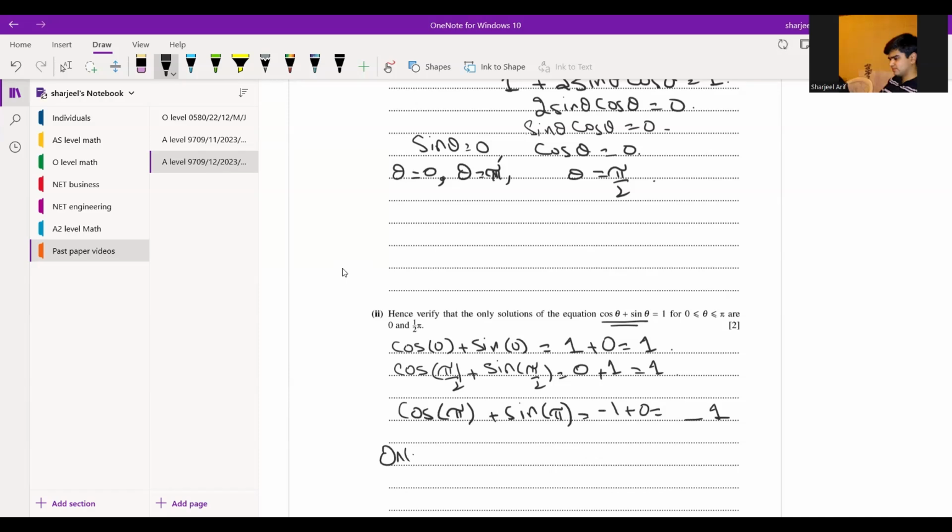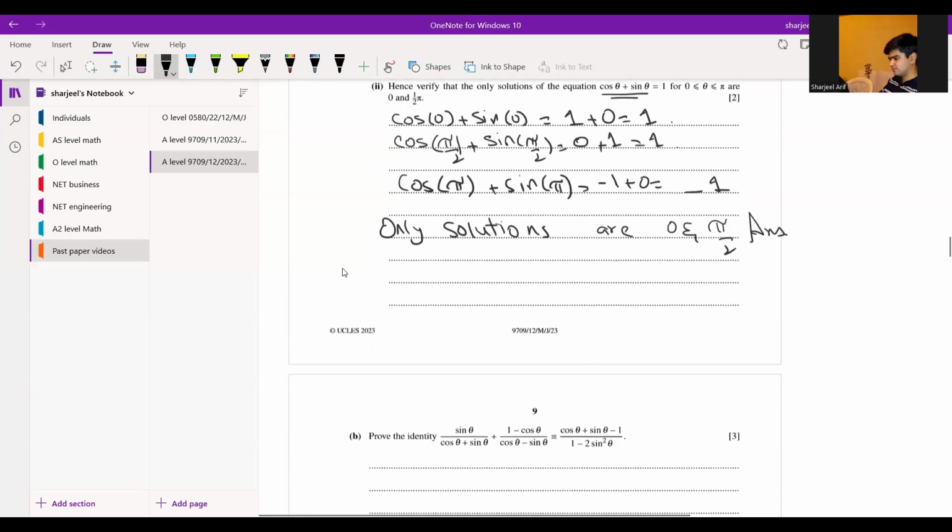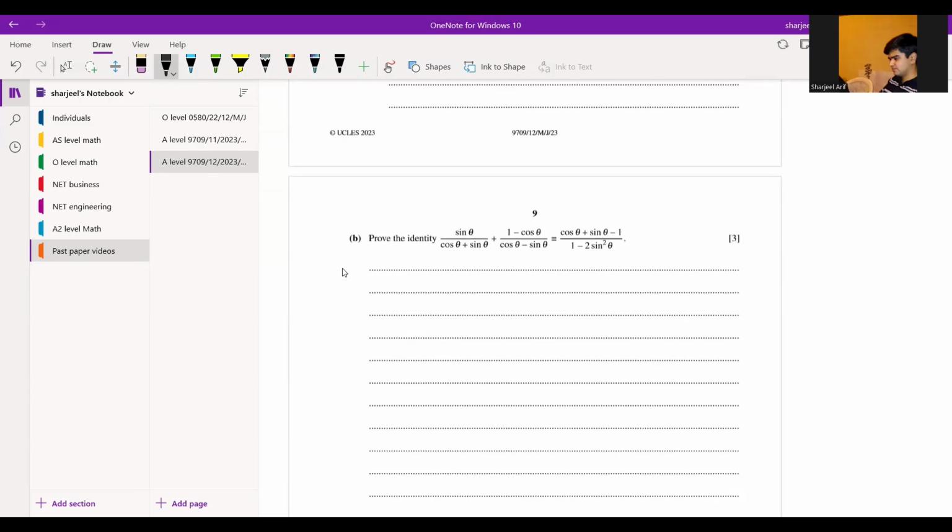So the only solutions are 0 and pi by 2. That's our answer. For part B, we have to prove the identity. For this one, we will use the left hand side.